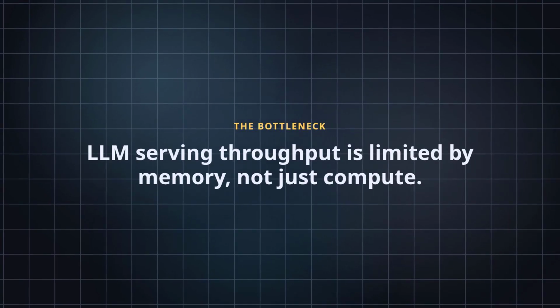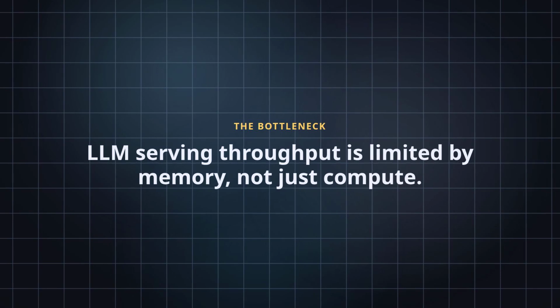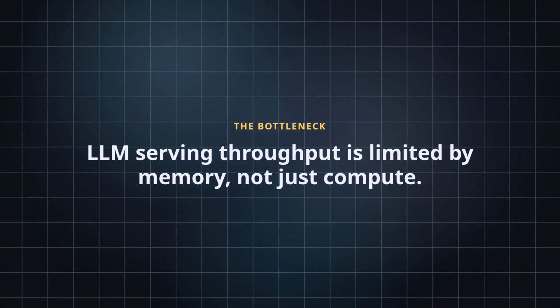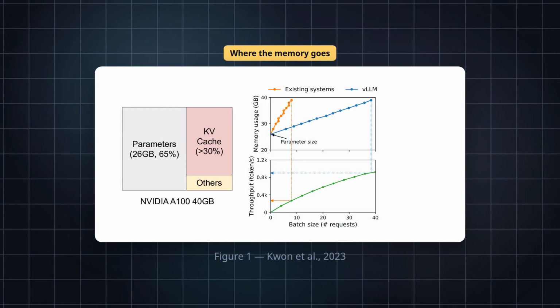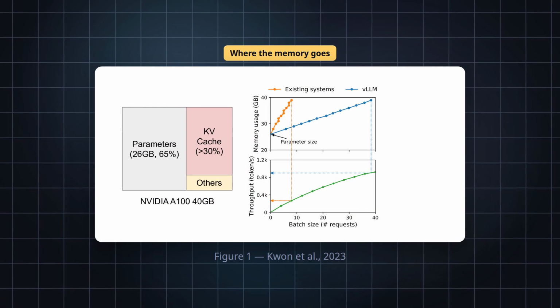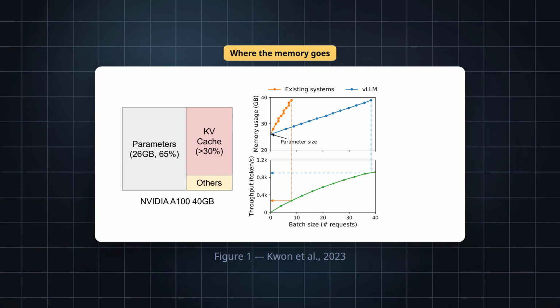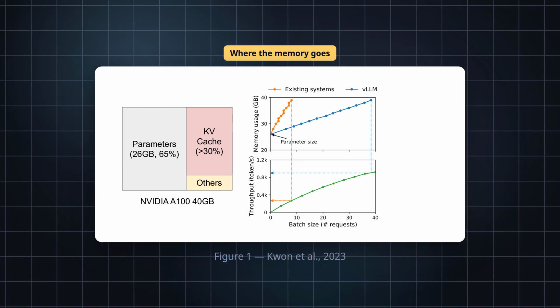Serving large language models is expensive, and the bottleneck is often not compute but memory. How much memory you can manage directly sets how many requests you can batch, and therefore your throughput. On a 40 GB A100 serving a 13 billion parameter model, the weights take about 65% of memory. The rest is dominated by the KV cache, the per-request state that grows with every token generated.